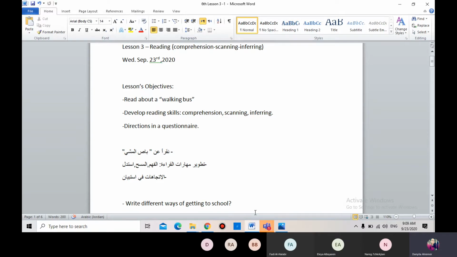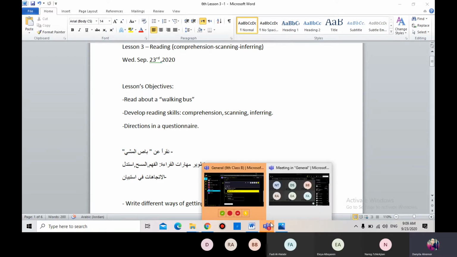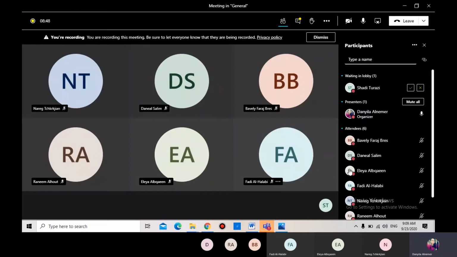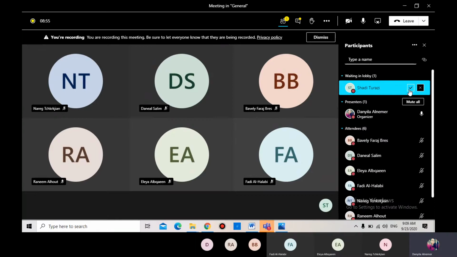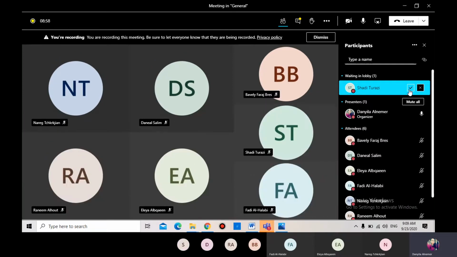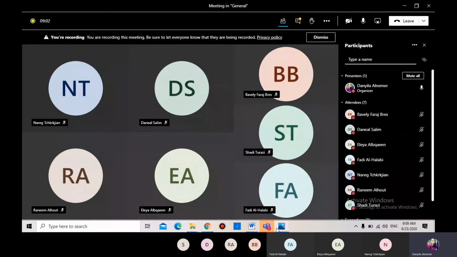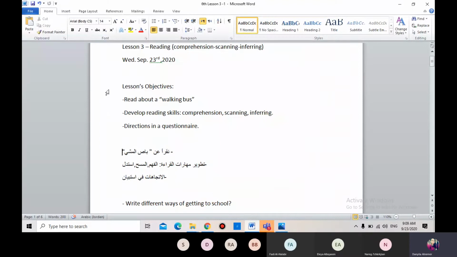So our lesson's objectives, why are we going to take this lesson? First, to read about a walking bus. And you may be thinking, what do we mean by a walking bus? What is that, the walking bus that we are pointing at in this lesson? Then develop reading skills, comprehension, scanning, inferring. Then directions in a questionnaire plus some of the vocabs.